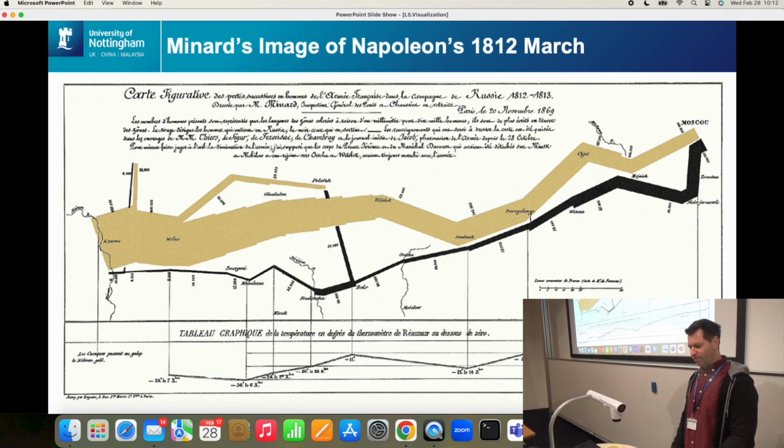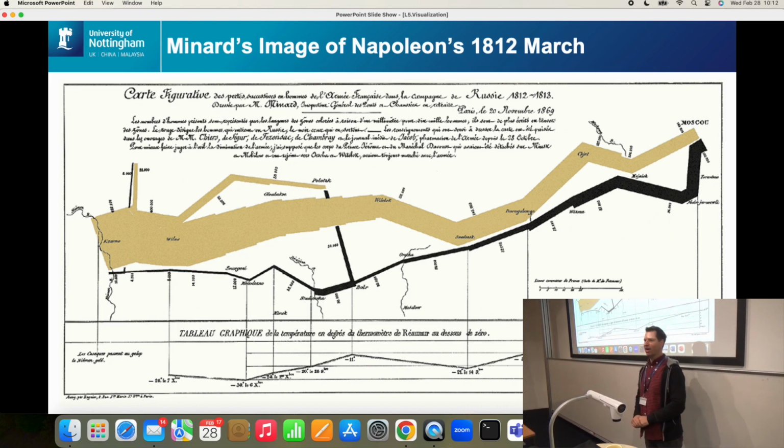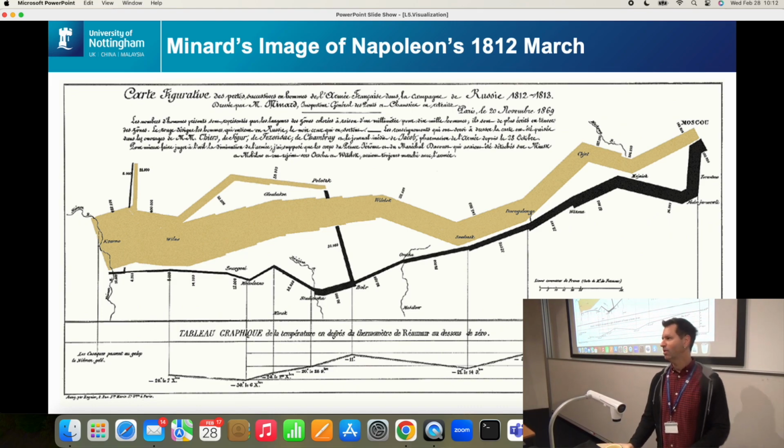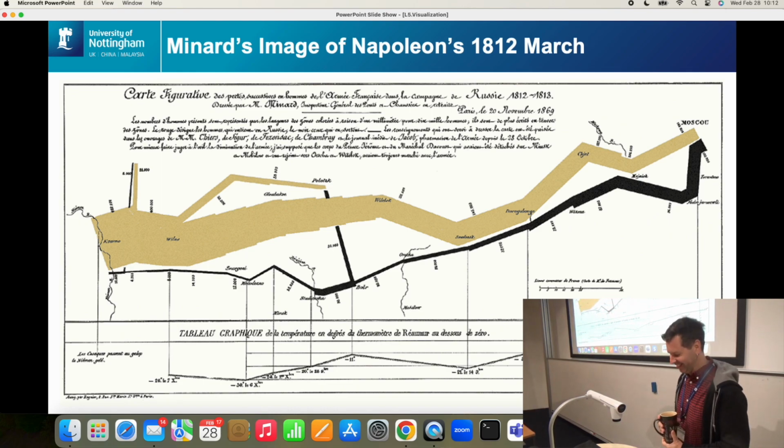Here's another very famous image, Napoleon's March to Moscow. Has anybody seen this before? It's a good one, right? Whatever you do, don't try to invade Moscow.